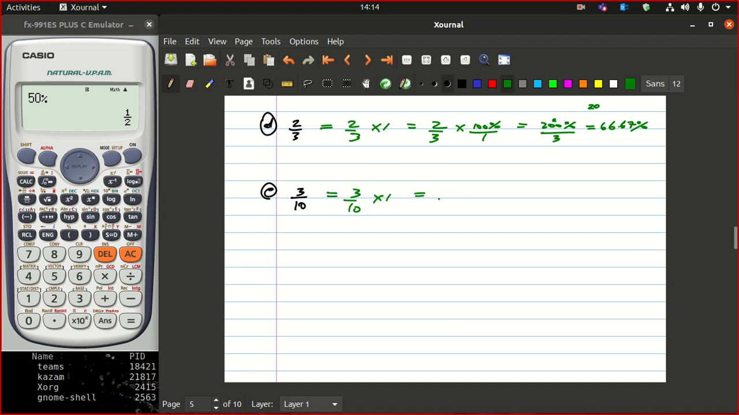And then when it comes to this one, of course, this one is going to be 3 over 10 times 1, which is the same as 3 over 10 times 100%. And this one is going to be the same as 300% divided by 10. And you know that out of 30, we have 3 tens, so you'll have 3, and there is no remainder.